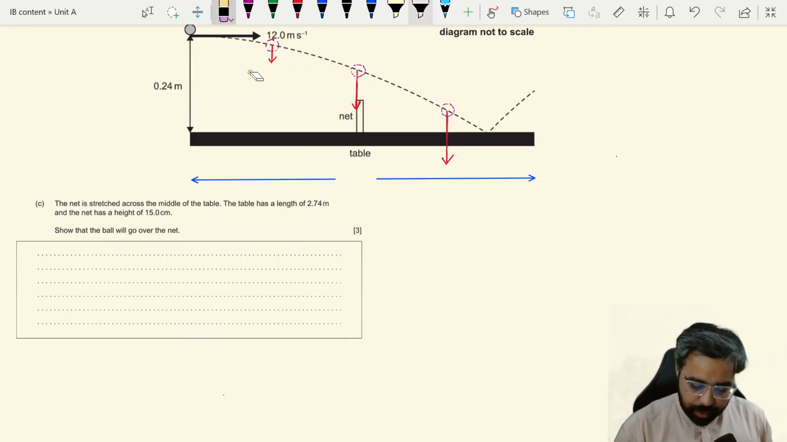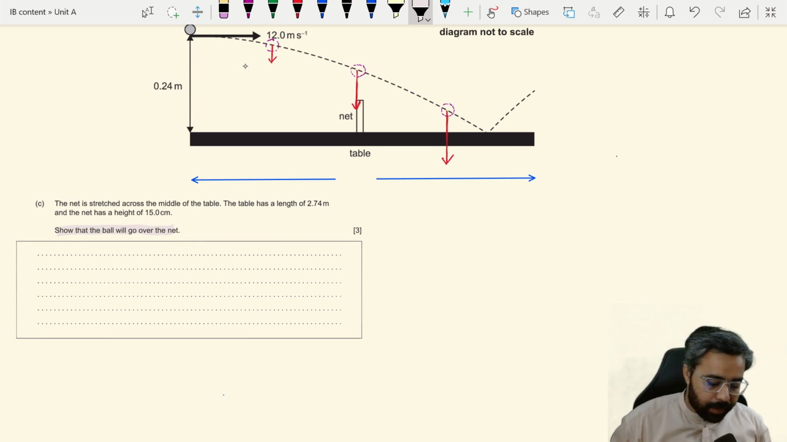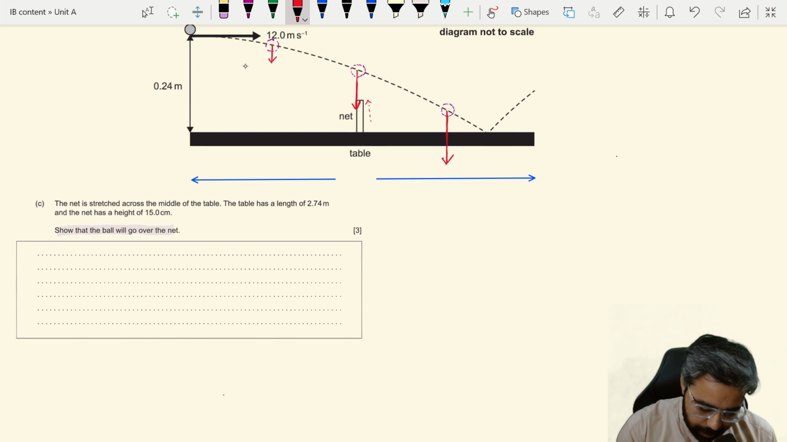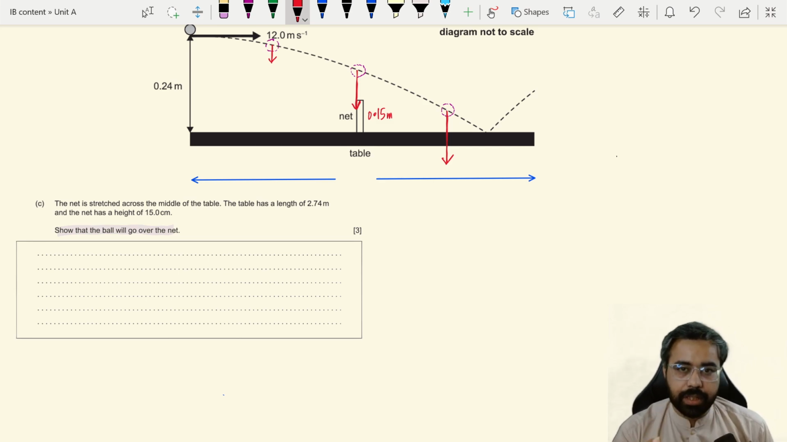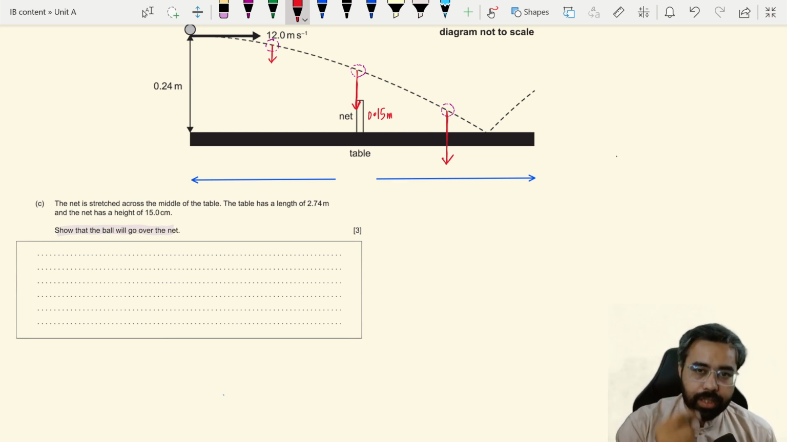Now in the last question they are asking whether the ball will go over the net. So we have to decide it, and how can we determine whether the ball will go over the net? We are given the height of the net. All right, and what is the height of the net? That is 15 centimeters, which means that it is 0.15 meter. So if you find the position of the ball at the time when the ball reaches the net, and if the height at that instant of time is more than 0.15, it means that the ball will go over the net.